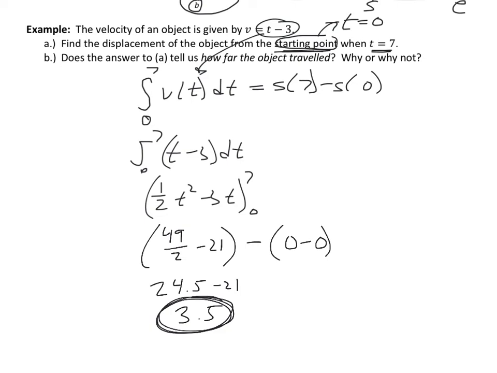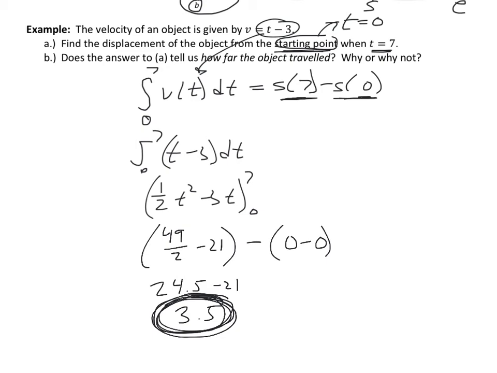Now, part B is really important here, and I don't know that I expect you guys to fully get this right now, but the rest of the video is sort of going to be about this next idea. Is this answer in A, does this tell us how far the object traveled? And why or why not? So I'd encourage you to pause the video and think about that for a second. We just found out that the change from the starting position to the ending position was 3.5. Does that tell us how far the object traveled?